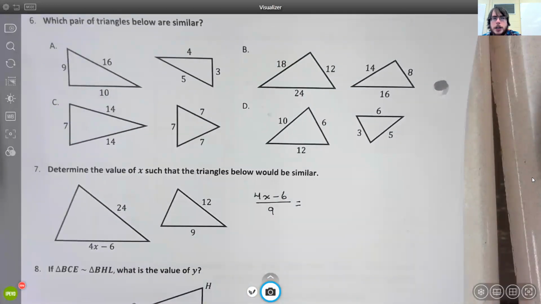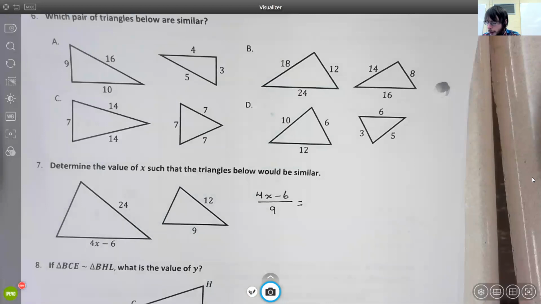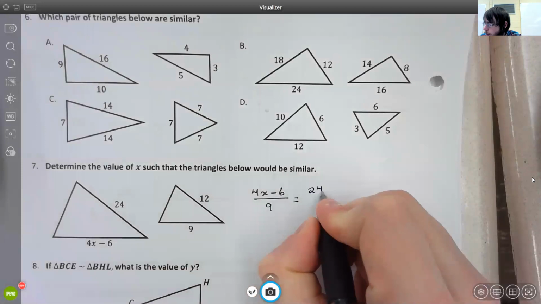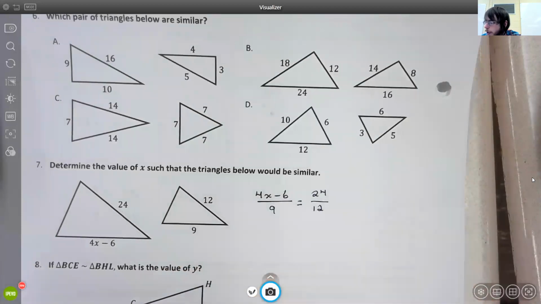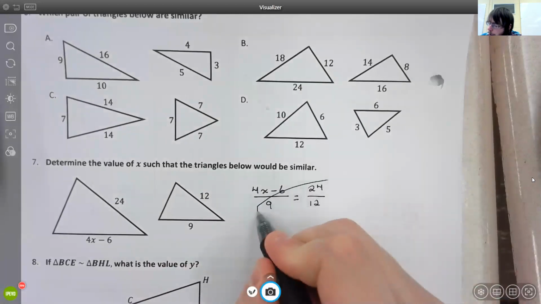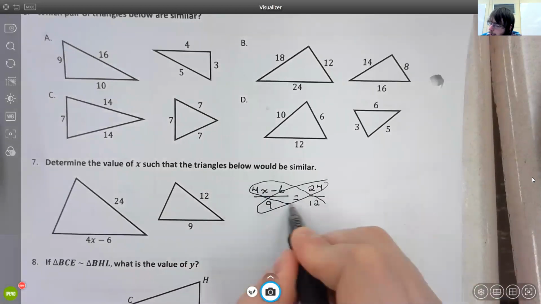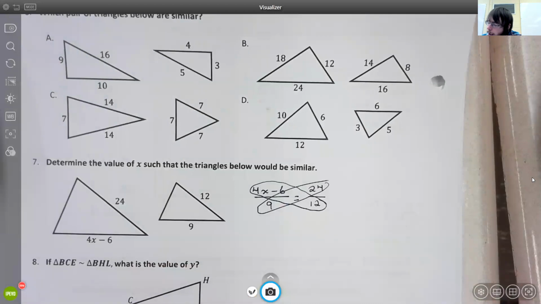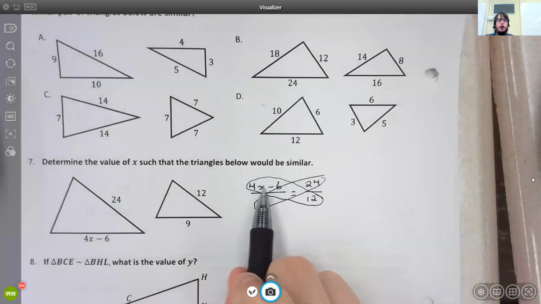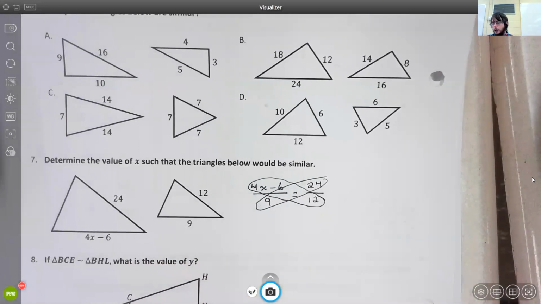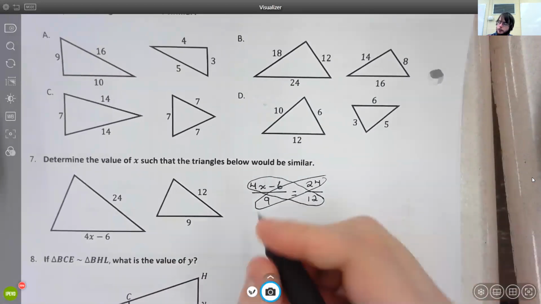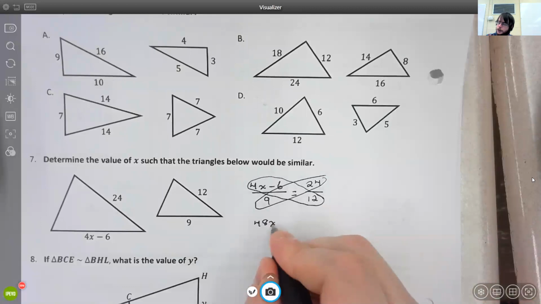And then we put equal because we're writing a proportion. And then we go back to our original triangle, which would be 24, and then over 12, which corresponds to it. Now we need to cross multiply. So we're going to multiply the 9 and the 24 and the 12 and the 4X minus 6. Make sure, since this has 2 parts, it's a binomial, it has 2 terms, you need to distribute that 12 to both. So 12 times 4X gives you 48X.